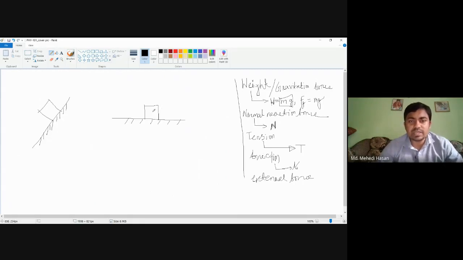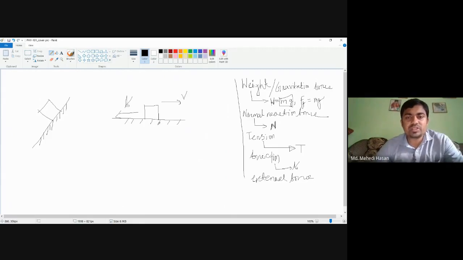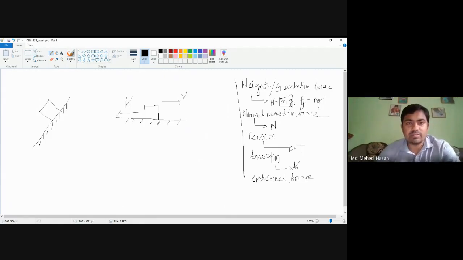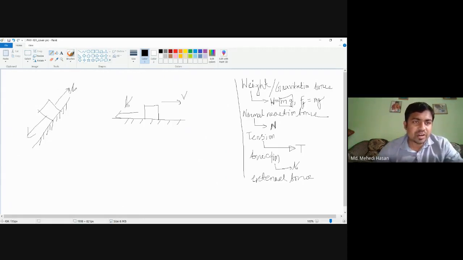If the object is moving rightward with velocity v, then friction will be leftward. So friction on an object acts in the direction opposite to the velocity of the object. If the object is moving downward, then the friction will be upward. Or if we pull the object upward by applying a force, then the friction will be downward. So these are the friction directions.